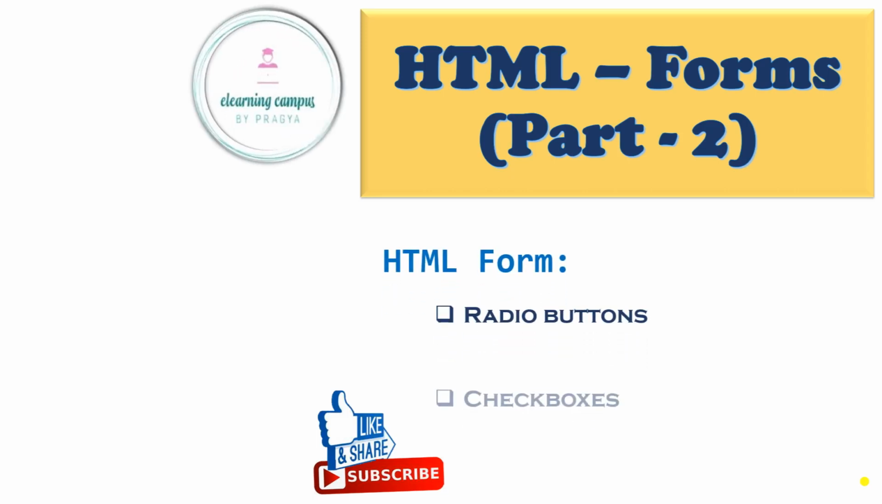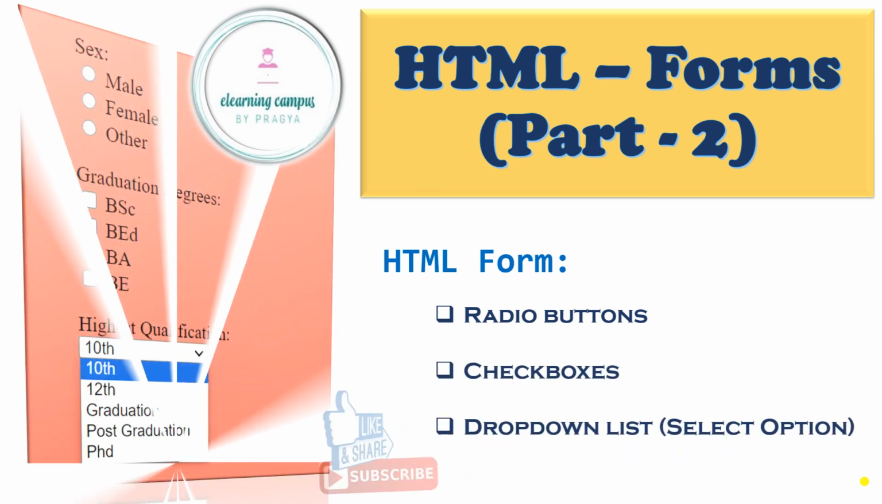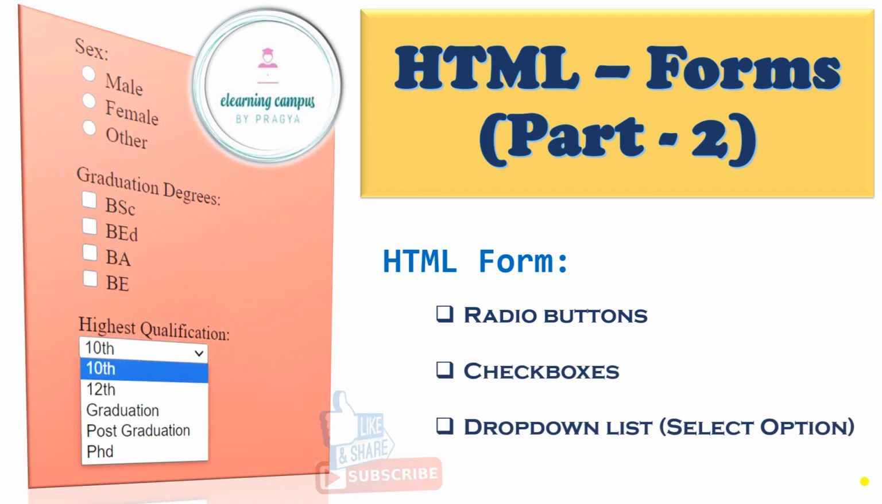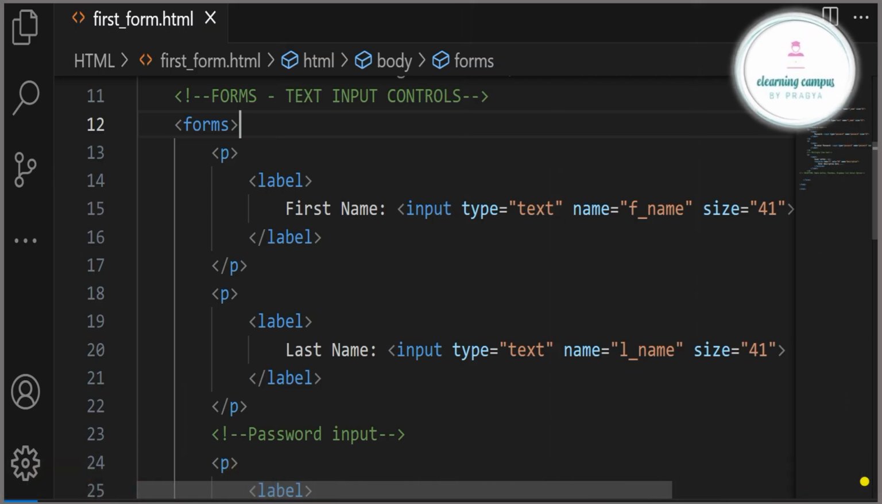In today's class we will learn a few more options in HTML forms, that is radio buttons, checkbox and drop down list that you can see on the left side of the screen as well. So this is the sample form, and this way we will create new options in the forms. So let's start with these things.